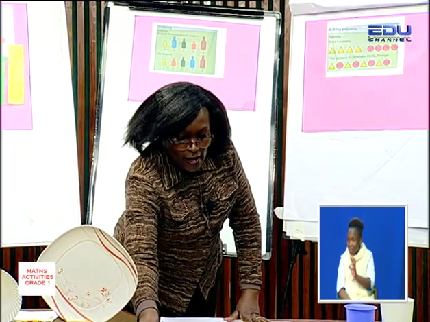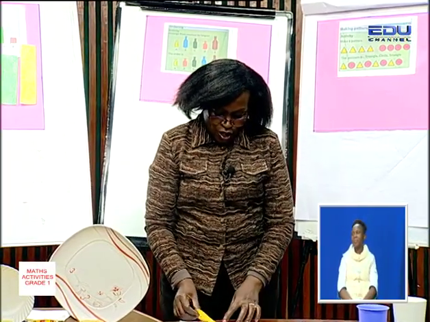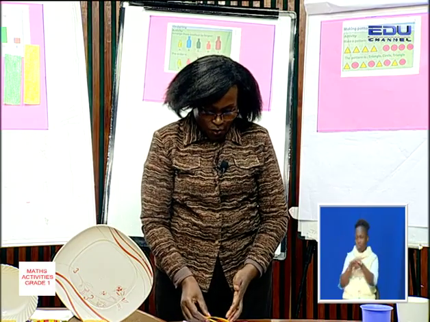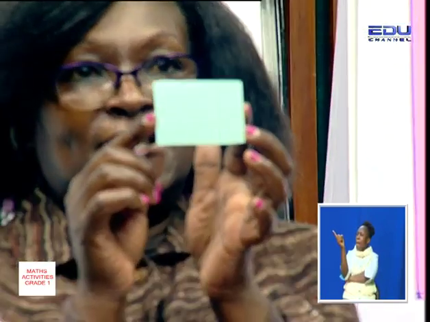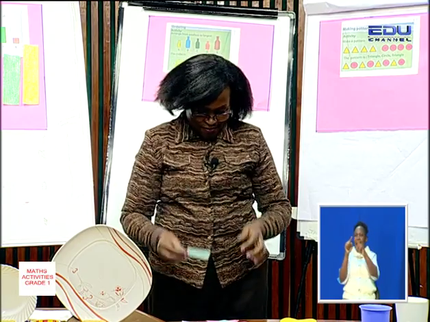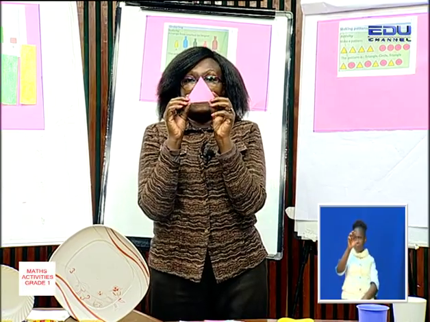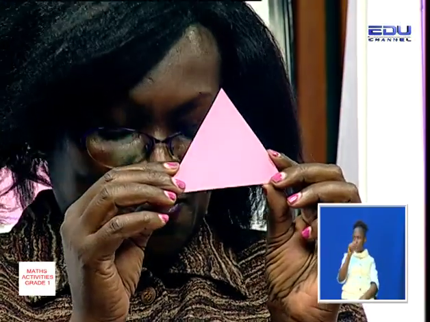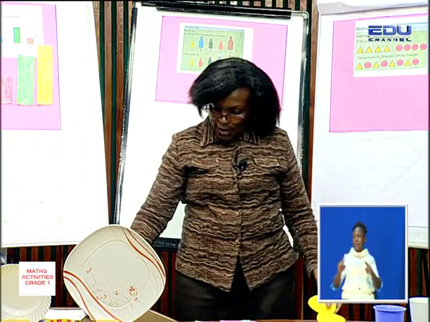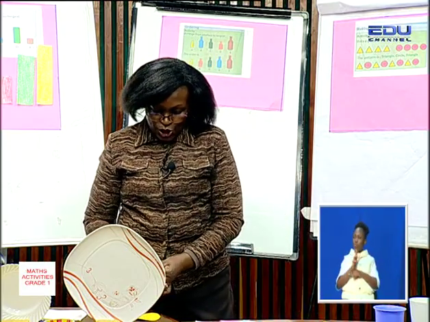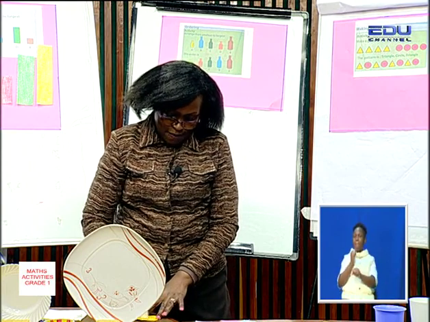Now, what shape is this? Correct. It is a circle. What shape is this? It's a rectangle. What shape is this? It's a triangle. Now I'm going to use my shapes to make some patterns.